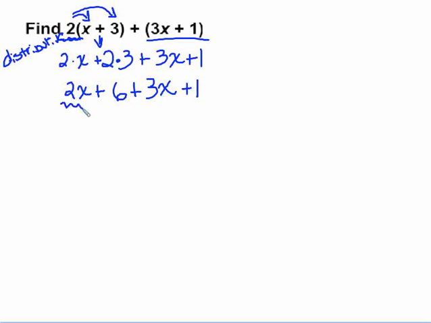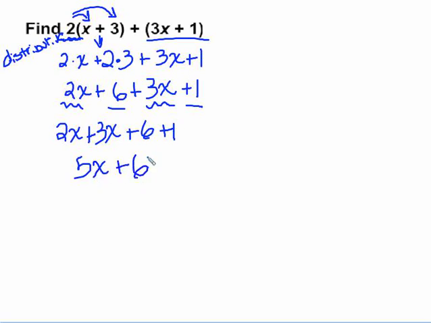So now I have an expression that looks like what I had been working with in the last assignment. So I'm going to regroup to bring my like terms together. I know that 2x and 3x are like terms, and I know that 6 and 1 are like constant terms. So when I regroup, I have 2x plus 3x plus 6 plus 1. Well, 2x and 3x is 5x, and then 6 and 1 is going to be 7, so my final answer is going to be 5x plus 7.